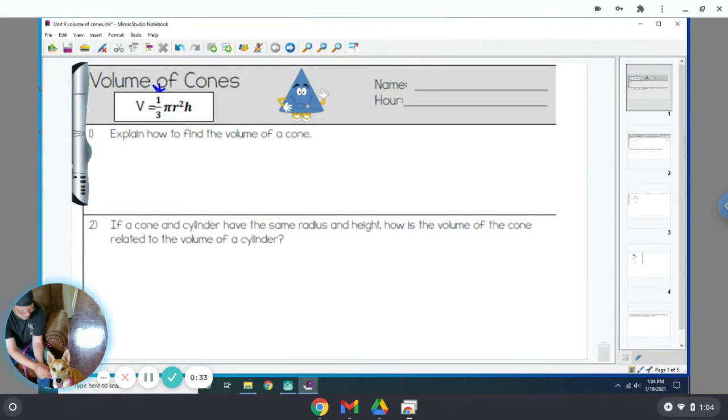So it says, we're reading number 2, if a cone and a cylinder have the same radius and height, how does the volume of the cone compare to the volume of the cylinder? The cone will be 1/3 of the cylinder.